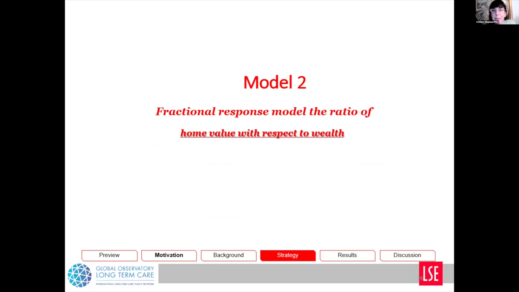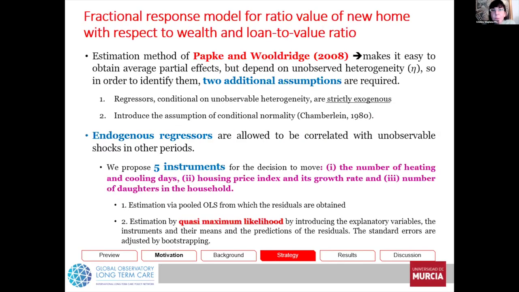The second model, as I said before, has a dependent variable between 0 and 1, so we go to the model proposed by Papke and Wooldridge. But this model, to perform well, requires two assumptions: that the regressors, conditional on the unobservable heterogeneity, are strictly exogenous, and also conditional normality. Well, we cannot put our hand in the fire saying that our regressors are strictly exogenous. We propose 5 instruments because we have the intuition that the change of residence may be correlated with the unobservable heterogeneity. We estimate by pooled OLS, from which the residuals are obtained, and estimate by quasi-maximum likelihood, introducing the explanatory variables, the instruments and their means, and the predictions of the residuals.